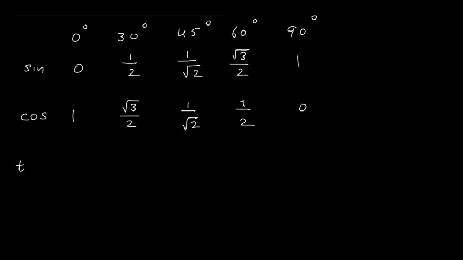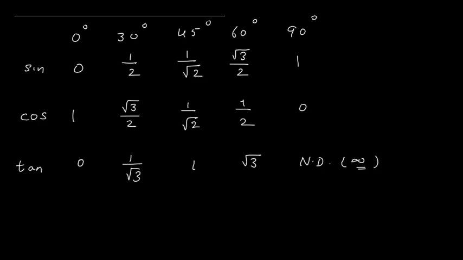And the third ratio which we will discuss is tan. Tan theta is sin theta upon cos theta. So, tan 0 degree is 0 upon 1 which is 0. Tan 30 degree is 1 upon 2 divided by root 3 upon 2, that will give 1 upon root 3. Tan 45 is 1, tan 60 is root 3 and tan 90 is 1 upon 0 which is not defined. Sometimes you can use this symbol also which stands for infinity.